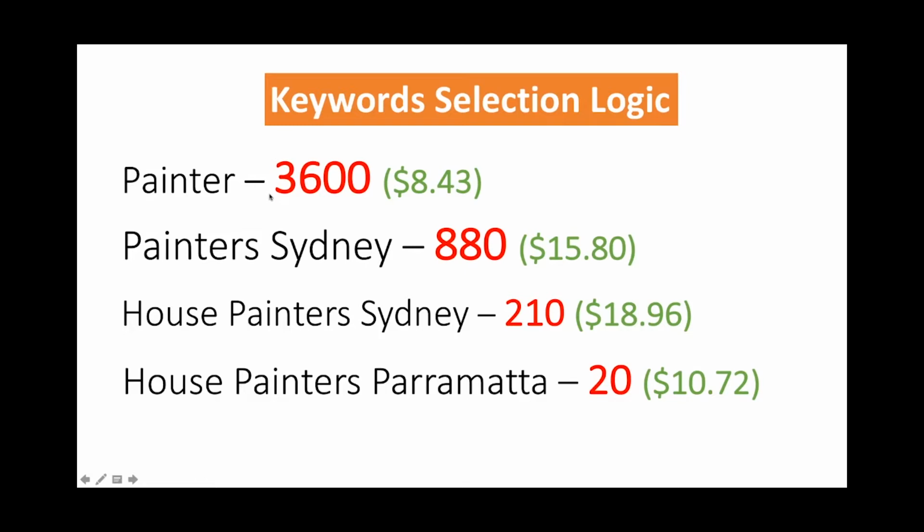You have to apply certain logic, because if your budget is just enough to cover 20 people who are searching for house painters Parramatta, just target one specific keyword, house painters Parramatta, and don't think about anything else unless you have more money to spend, because all these general keywords will never have the same conversion rate as house painters Parramatta. On the next screen, I'm going to show you a different tool that I also use to find some specific ideas of keywords that are less competitive and can bring really, really good conversions.